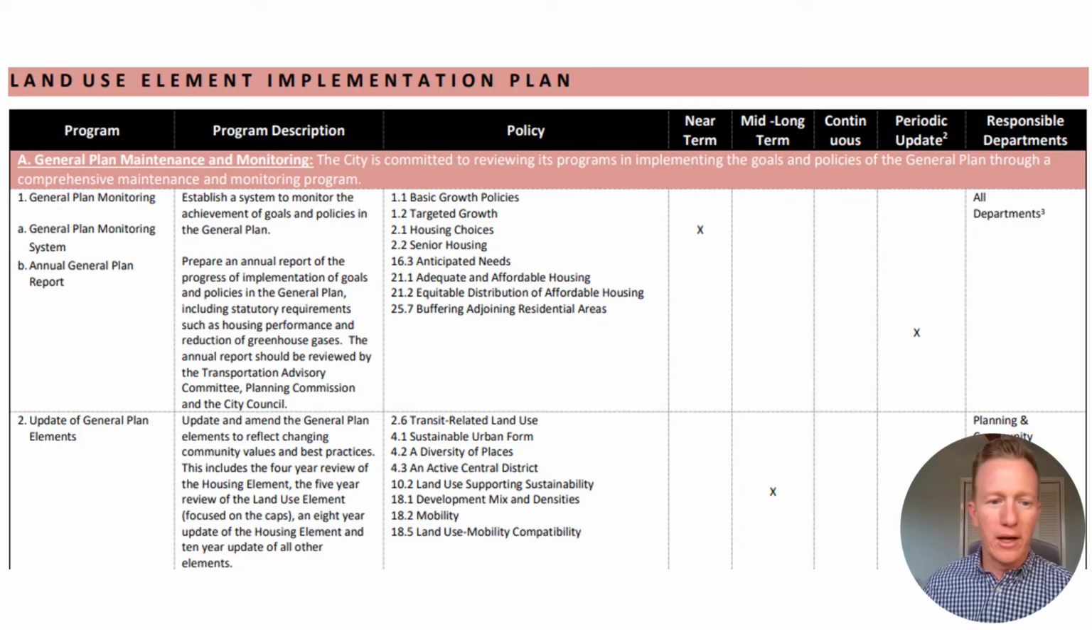And then the next program was updating the general plan elements, and there's a note there that, for instance, we would need to update the housing element. And that there would be a 5-year review of the land use element. And then again, the policies connected to that, happening kind of more in the mid-long-term phase. And then it notes who the responsible parties are, in this case, planning and community development.